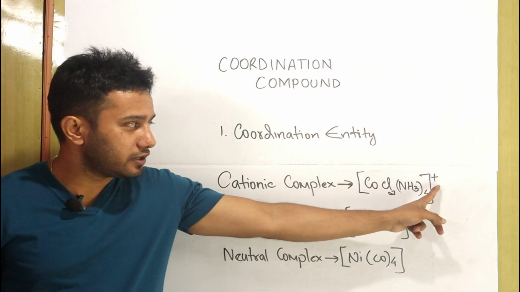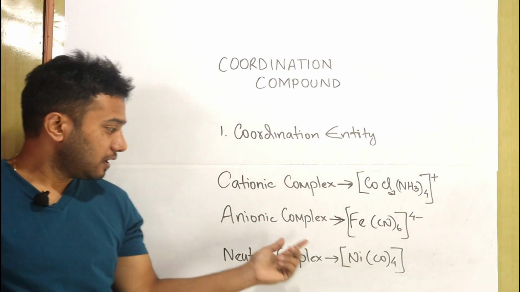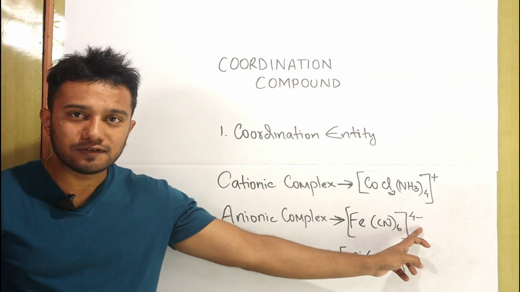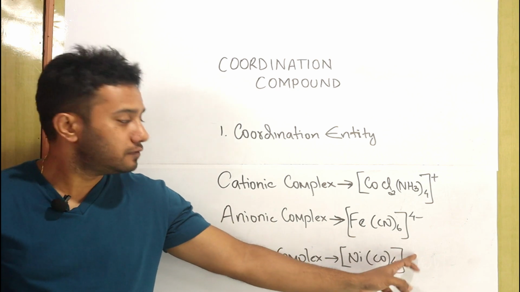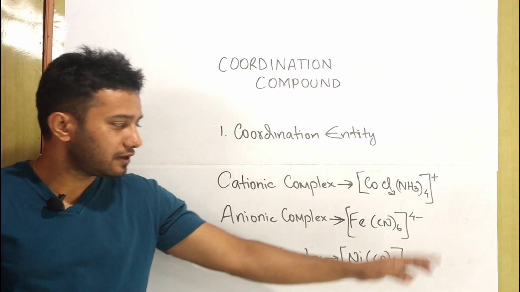Cationic complexes have a positive sign out here. Anionic complexes contain a negative sign out here. And neutral complexes contain no sign out here. So there is no sign. This is positive, negative, and then neutral.